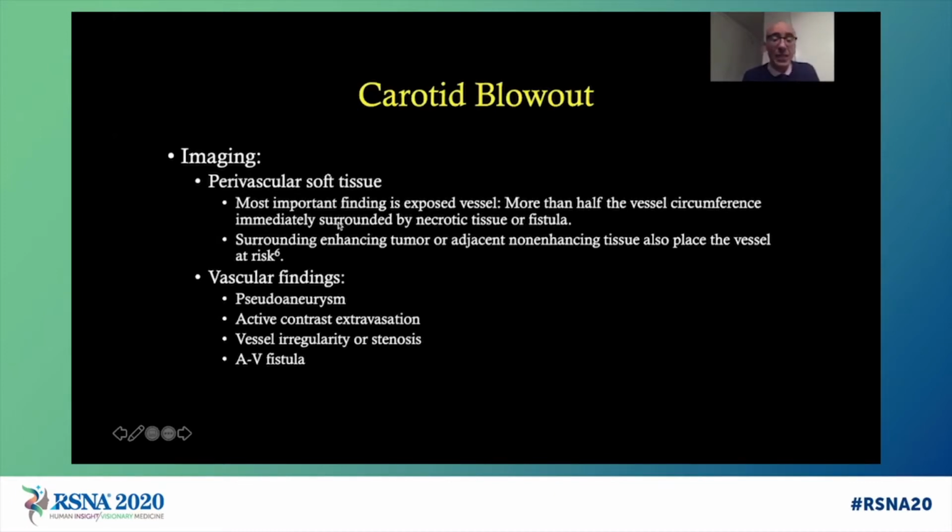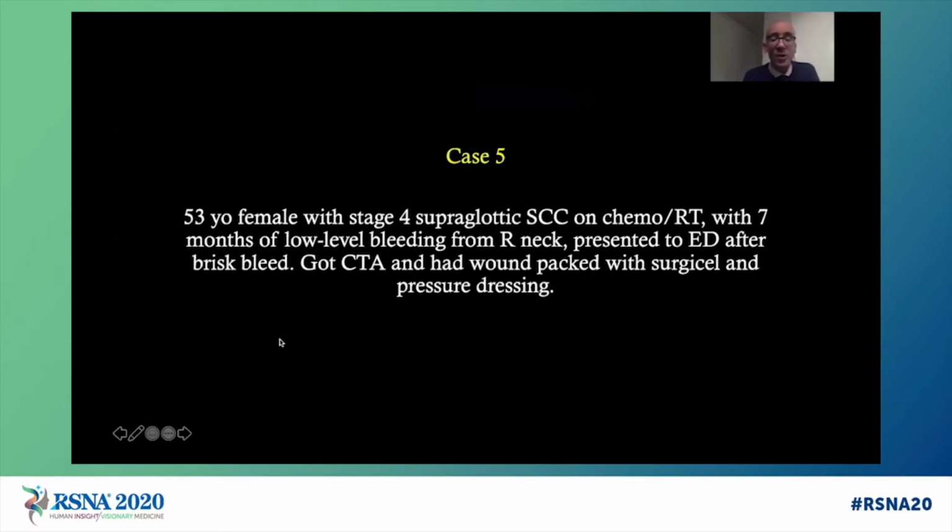So after we look at the surrounding soft tissues, then we want to look at the vessels themselves for evidence of vascular injury, which can be pseudoaneurysm, active contrast extravasation, vessel irregularity or stenosis, or AV fistula. These are signs of vessel injury that are not specific to carotid blowout. They're just general findings of vessel injury, but in the context, are compatible with carotid blowout. So let's take a look at this case.